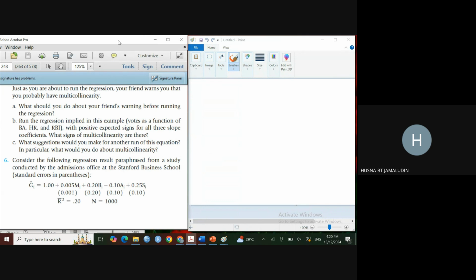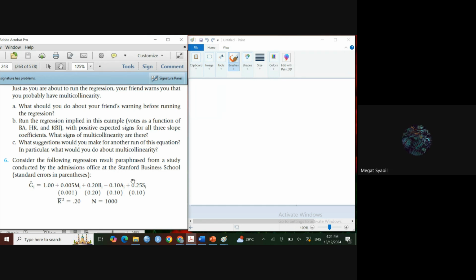So basically by now you have to remember the 4 specification criteria. Okay, consider the following regression result, paraphrased from a study. What is it about? By the admissions office at the Stanford Business School. So normally standard error in parentheses. What is this G? You should know, right? So the R bar square is 0.2. Is it a good estimation?